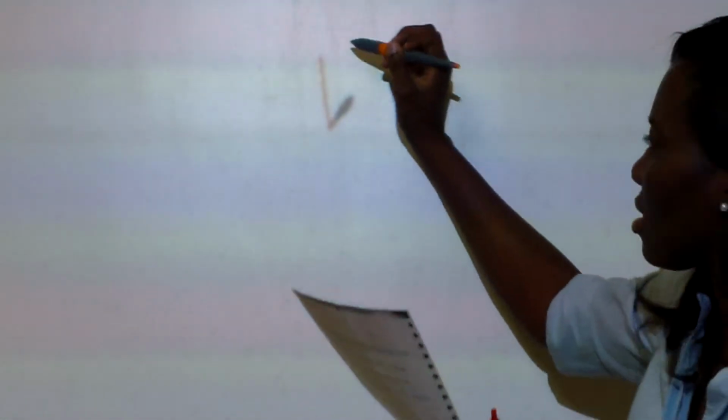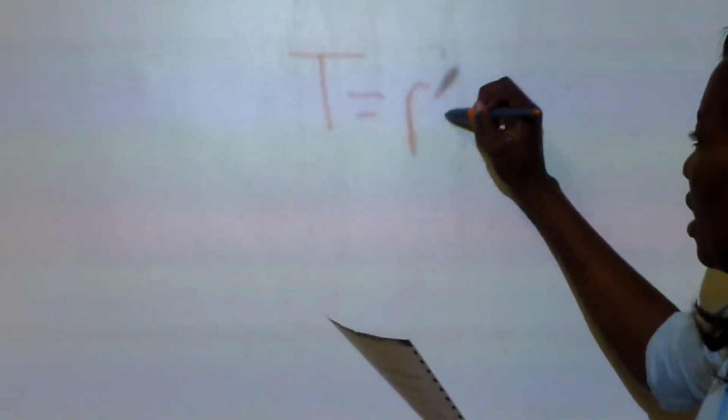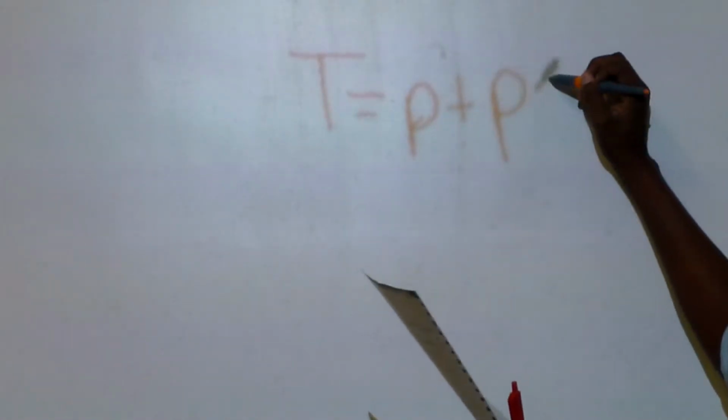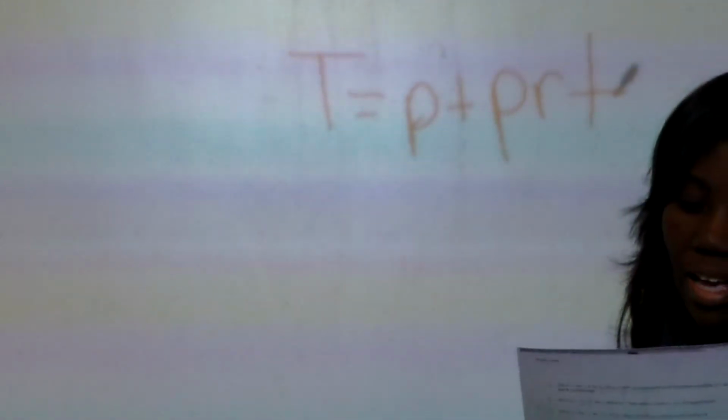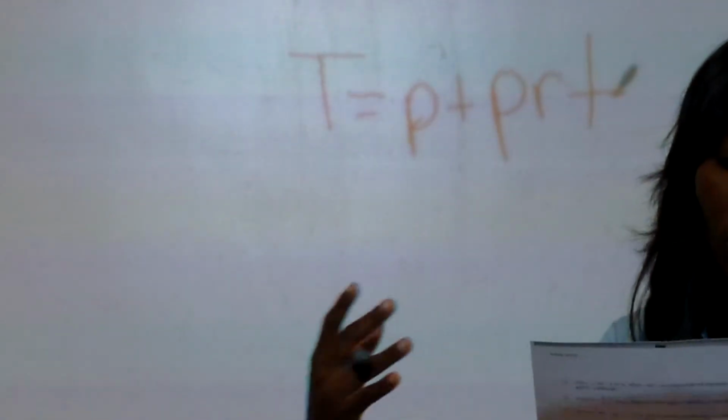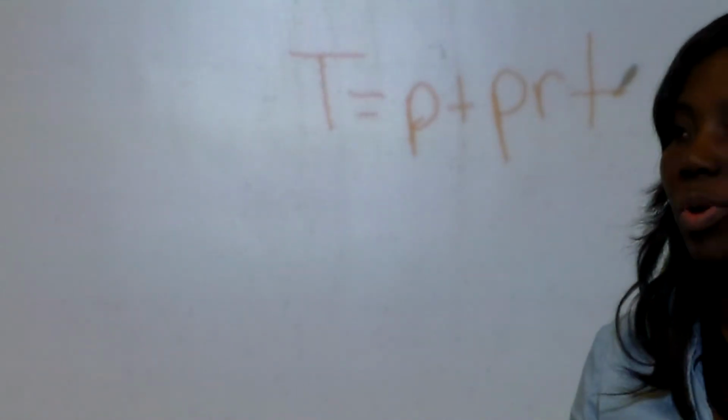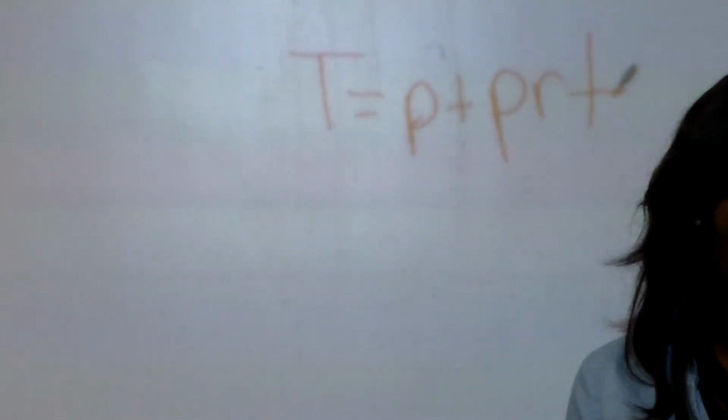Number 6 says solve T equals P plus PRT for P. T is the total money. P, R, and T are defined in number 5. You go to number 5, you see it's just talking about principal, rate, interest, and all that. Everybody got it? So, here it wants us to isolate the P's. What do you notice from the very beginning when isolating the P's? There are 2 P's. Remember we talked about that yesterday with 2 P's?